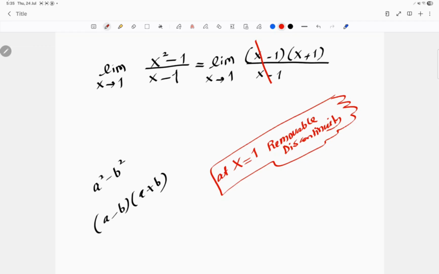Now, you can simply substitute, right? So you're going to have 1 plus 1, which equals 2. Yes. Easy. Not that hard. Okay. Let's do more.